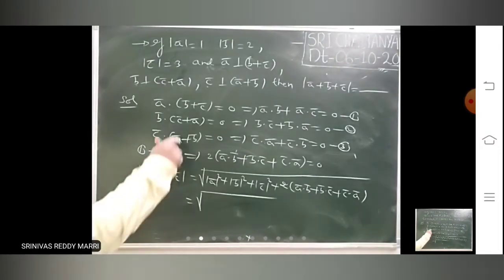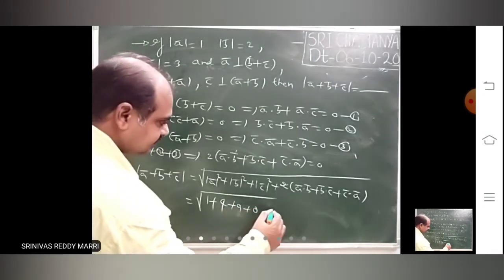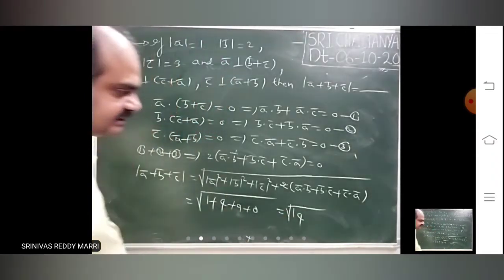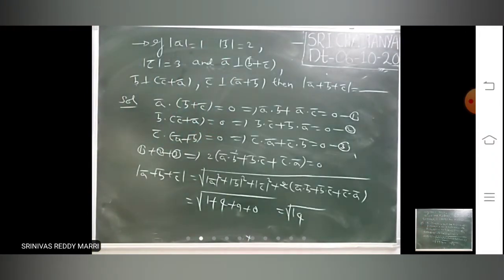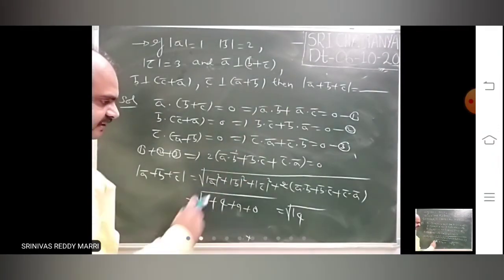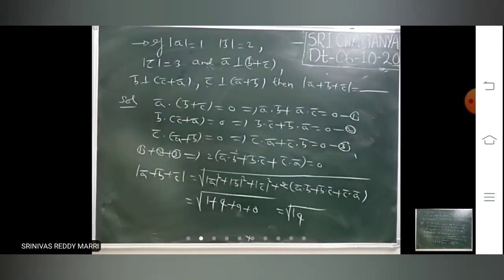Therefore, root of modulus a bar square means 1, modulus b bar square means 4, plus 9 plus 0. That means this is nothing but root of 14. That is the answer. For calculating this, you want these values, and so you got this value 0. This is given, this is given, this is given. Like that, if three vectors are there, use the three vectors formula.